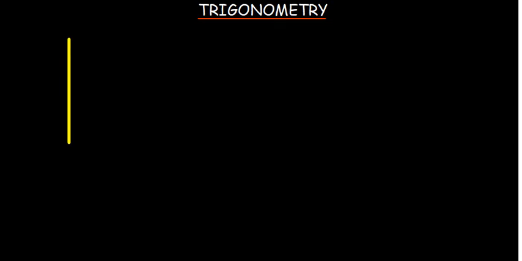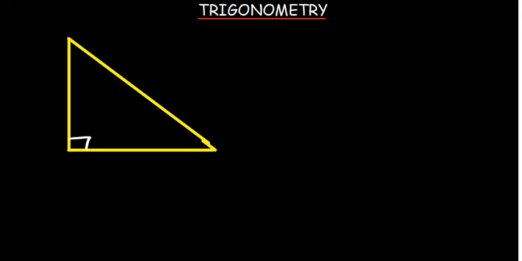I'll start with a 30, 60 triangle. So we have a 30, 60. This would be our 90, and I can consider this one to be our 30, and this is 60. Of course you do know that if you add the angles in a triangle, they add up to 180. So 30 plus 60 is 90. This is the right angle, which is also 90, which sums up to 180.